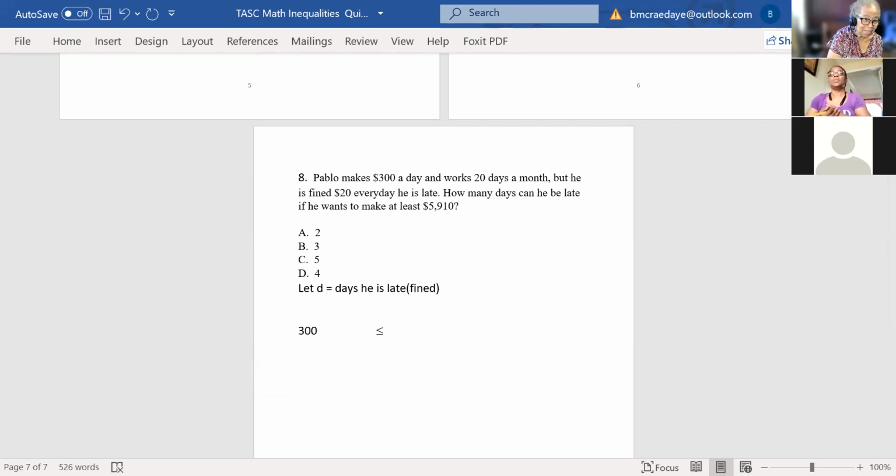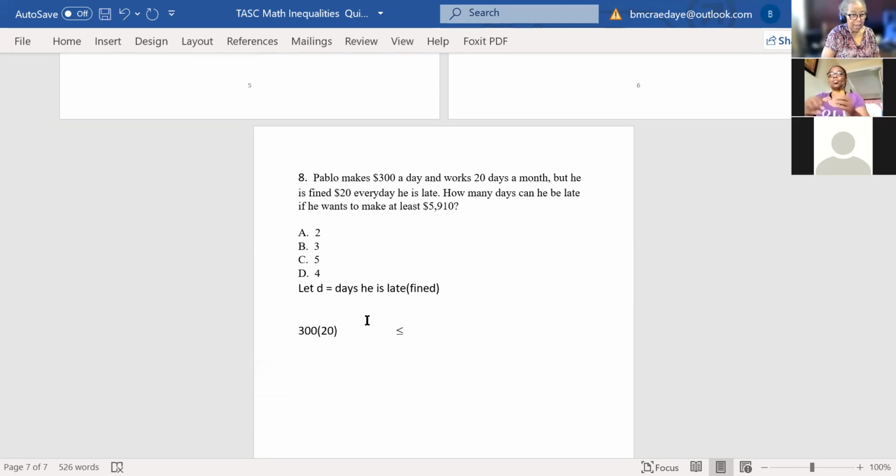Plus the 20 days. No, that's an amount. The late days. No, you've got to find how much he makes at $300 a day for 20 days. How would you do that? Multiply. That's it. What would I multiply? 300 by 20. That's right. 300 times 20.